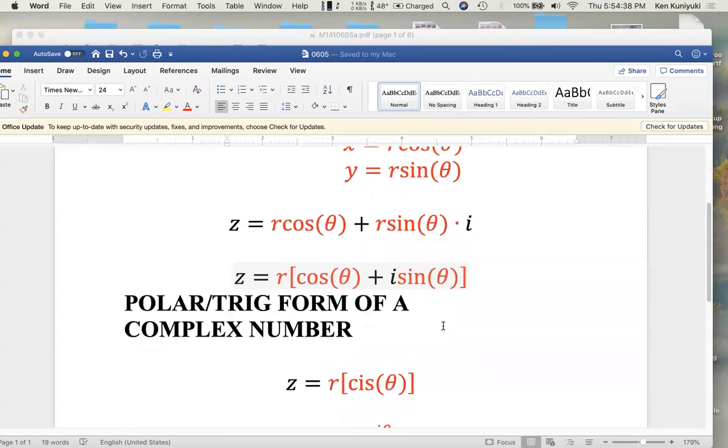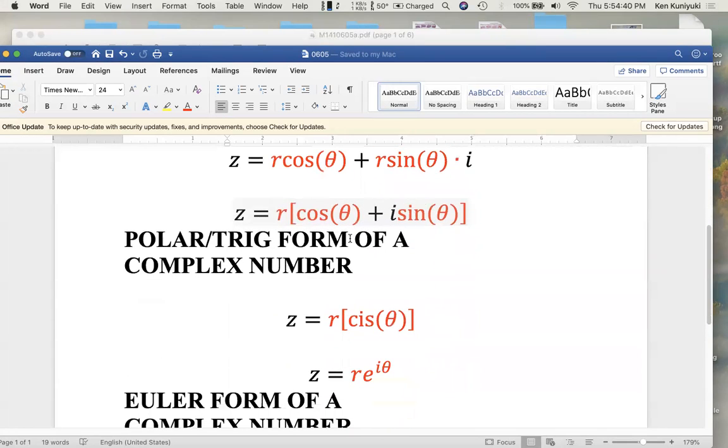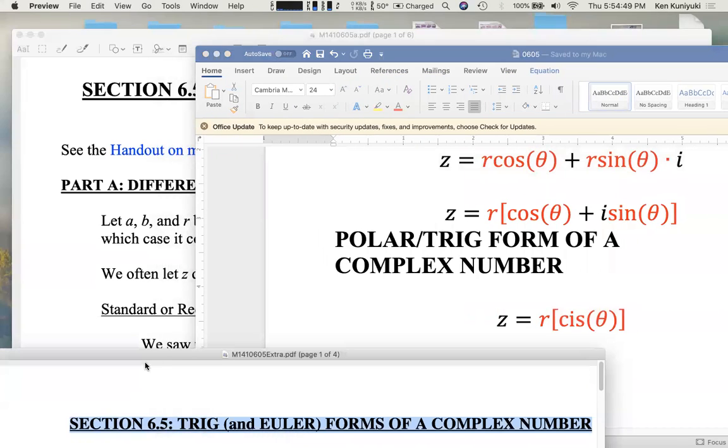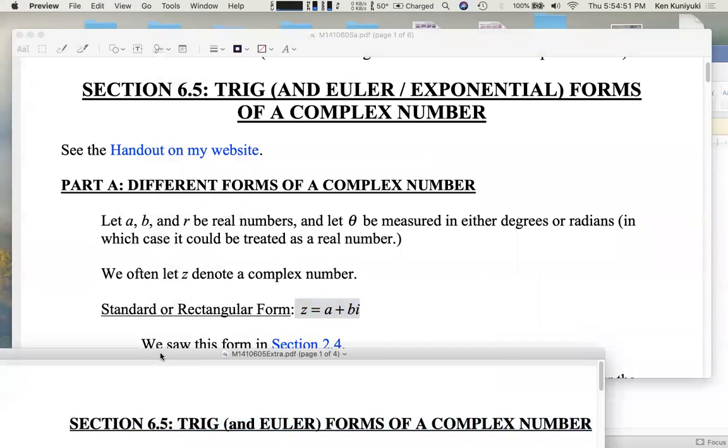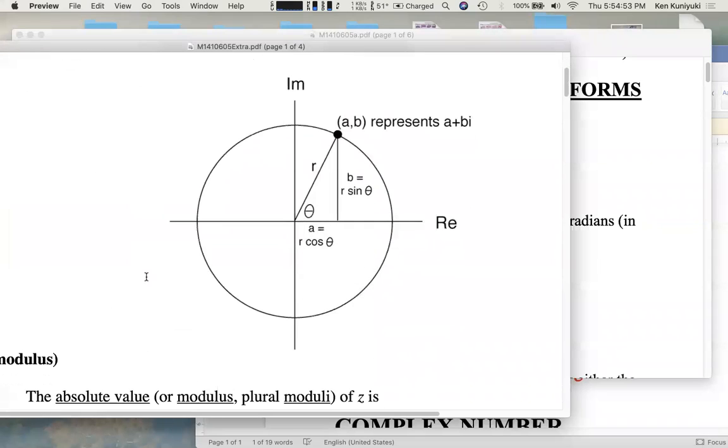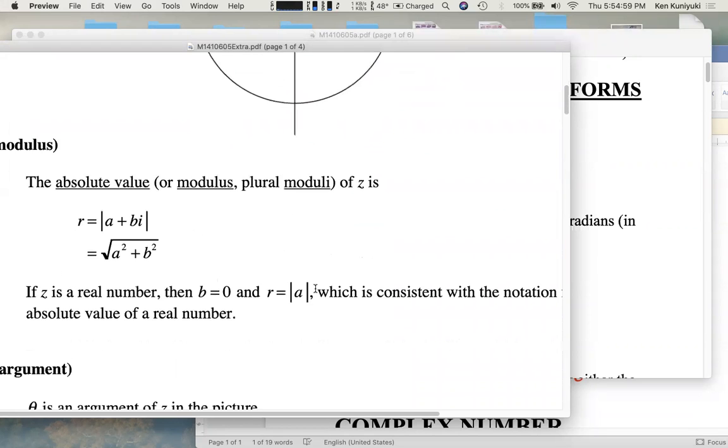And those of you who had trig may remember that cosine of theta plus i sine of theta is sometimes abbreviated as CIS of theta. By the way, this is offered in a handout, both in my notes and in a supplementary handout that I had. Okay, a or x is r cosine of theta, b or y is r sine of theta, right?